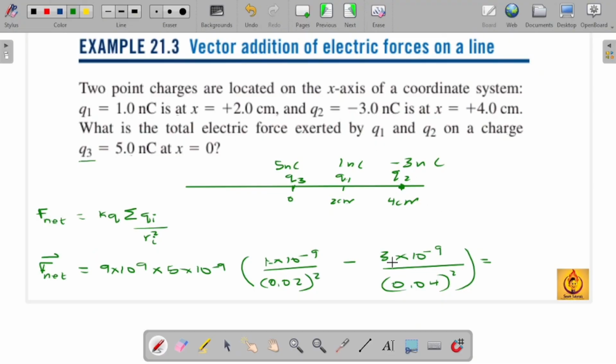And from here we have this part, 3 by 10 to the negative 9 over 0.04. Yeah, I believe everything is okay now. So please plug in the values so that we can calculate the answer.